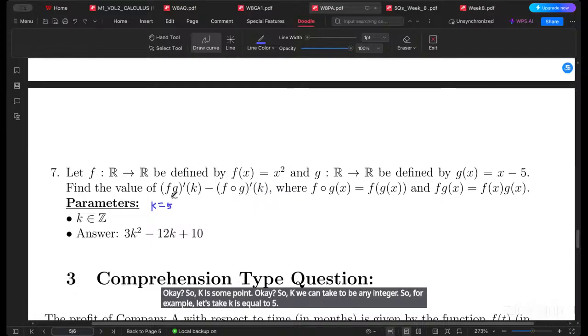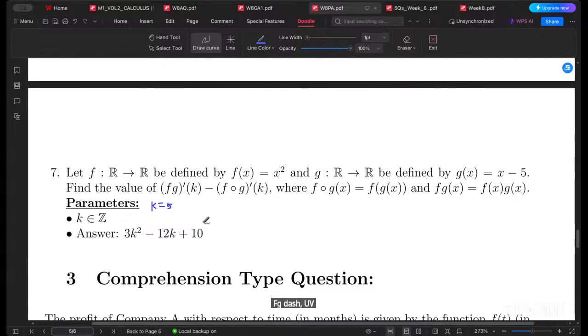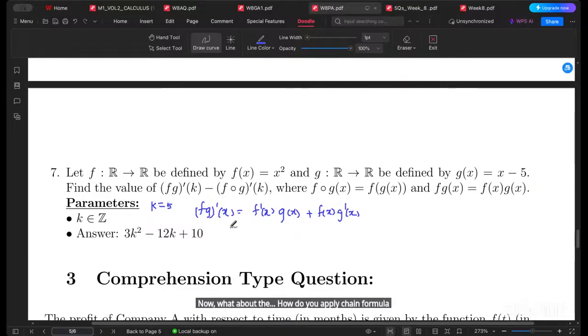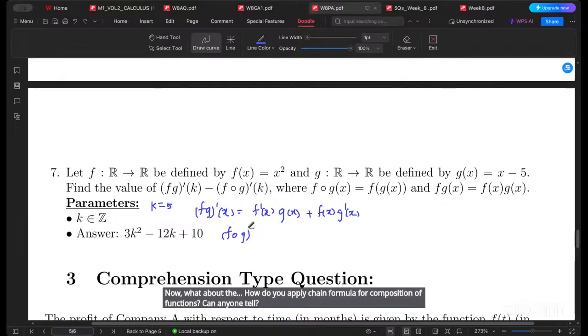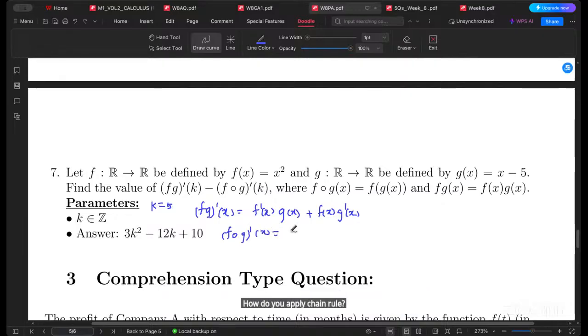You simply have to apply the formula, right? What's the big deal in this? What is the (fg)' formula, the uv' whole formula? (fg)' of x is f'(x) into g(x) plus f(x) into g'(x). Now how do you apply the chain rule for composition of functions? Can anyone tell? How do you apply the chain rule? No one remembers. It is f'(g(x)) and g'(x).